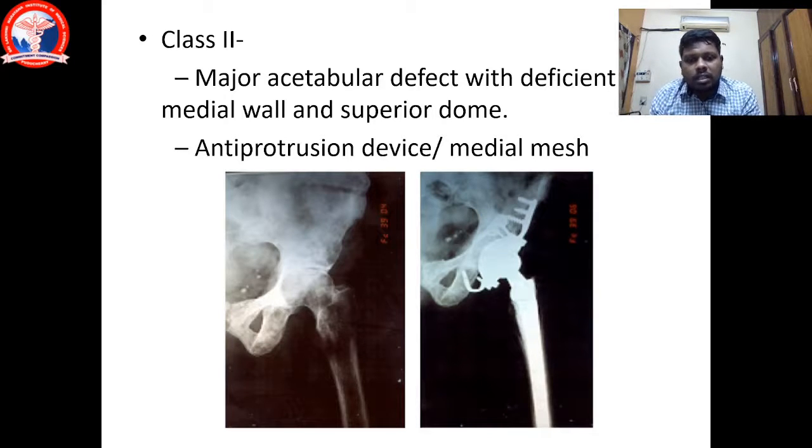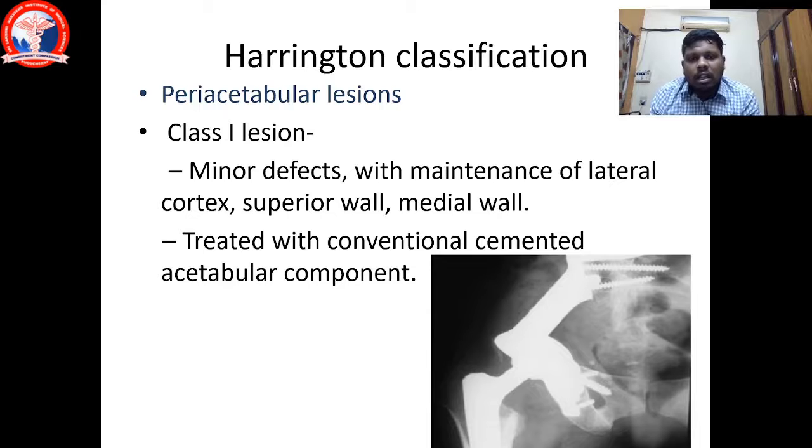As you can see in this X-ray, the medial dome is involved. The femoral head has migrated medially, and to prevent further protrusion of the head, they have done an anti-protrusion device or medial mesh. In this X-ray, the lateral wall, superior wall, and medial wall are intact, and they did a cemented acetabular component.